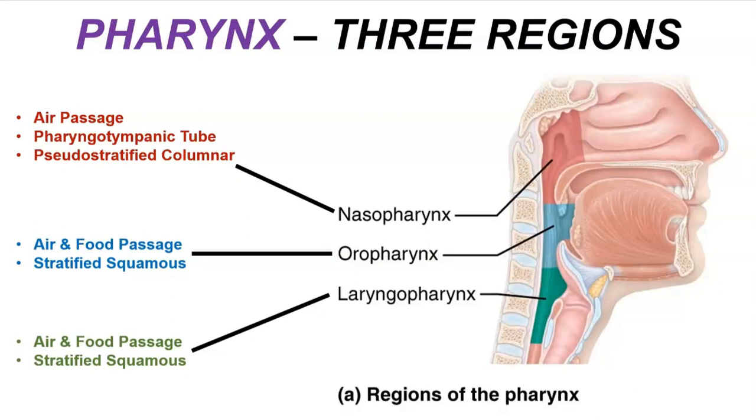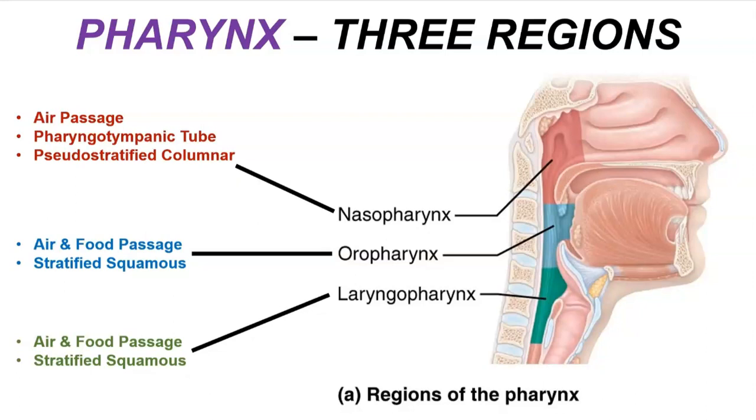The nasopharynx is just posterior to the nasal cavity, and it functions as only an air passageway. It also contains the opening to the pharyngotympanic tube, which we'll examine in a moment here. And the nasopharynx is also lined with a type of epithelial tissue that is similar to the epithelial tissue of the nasal cavity, which is a pseudostratified columnar epithelial tissue.